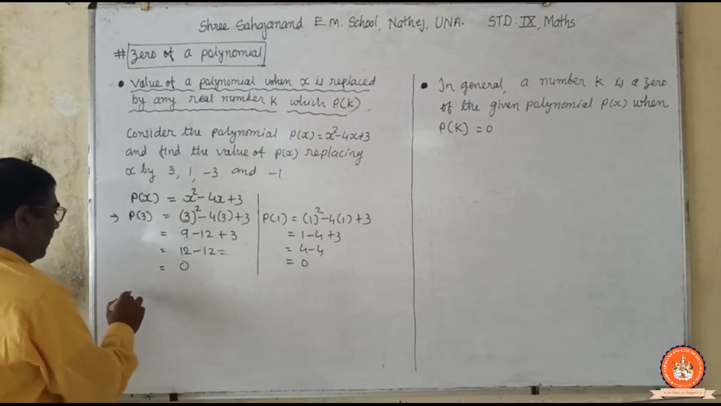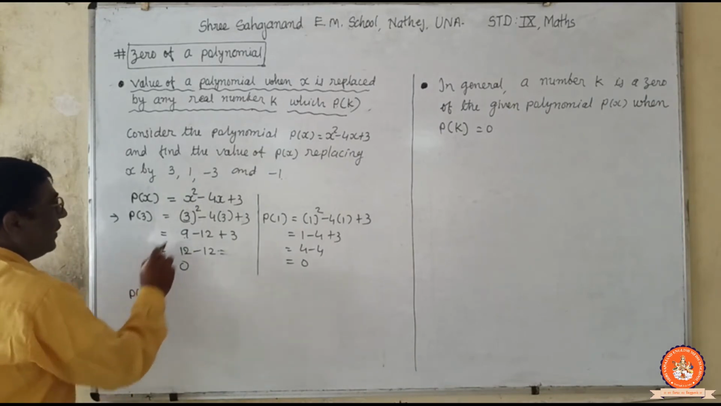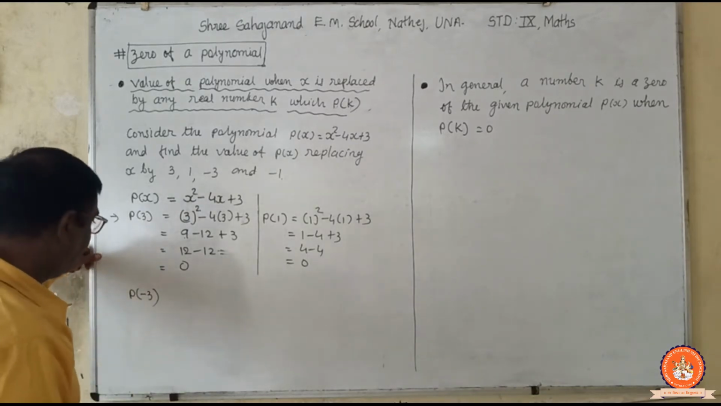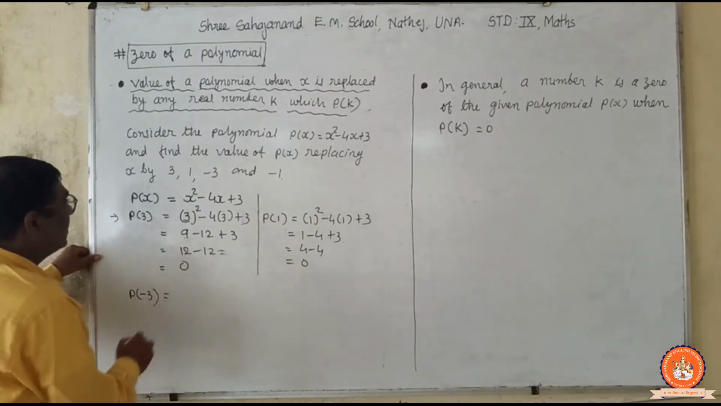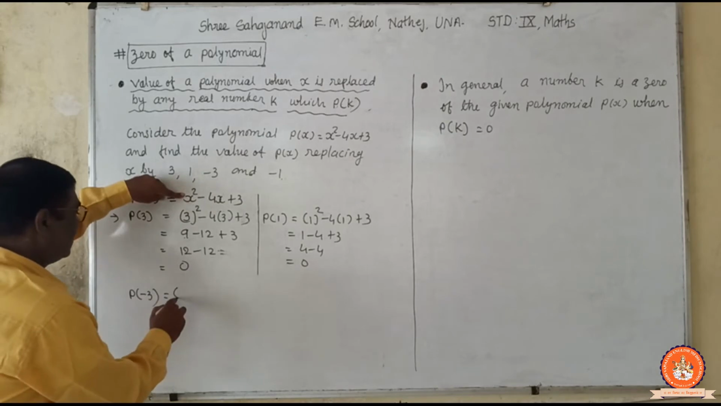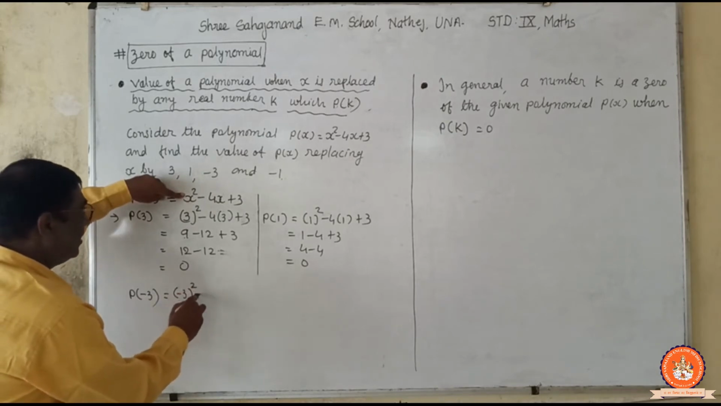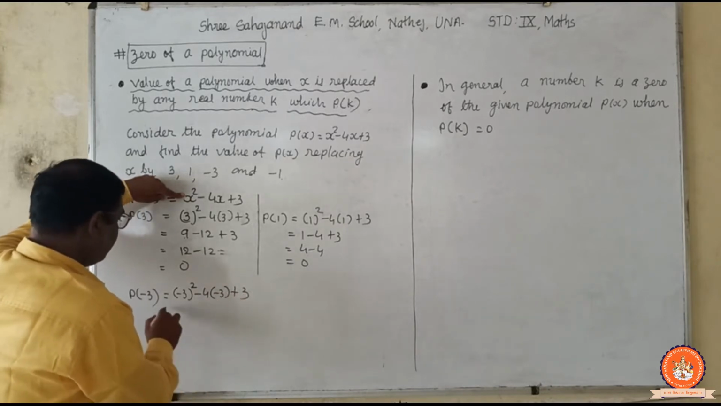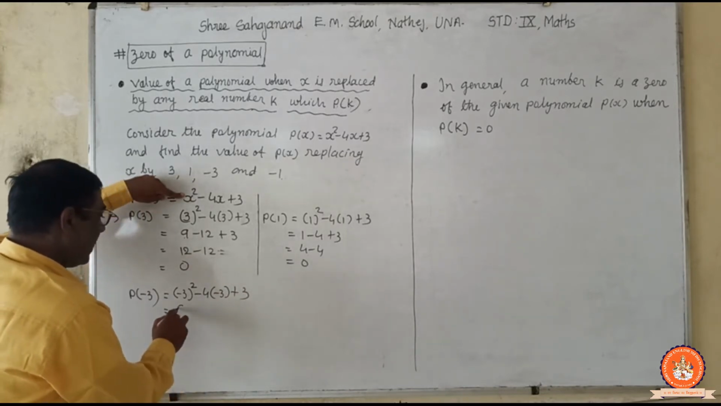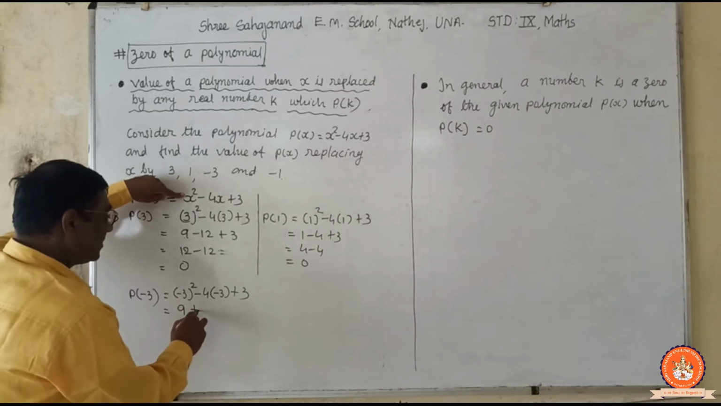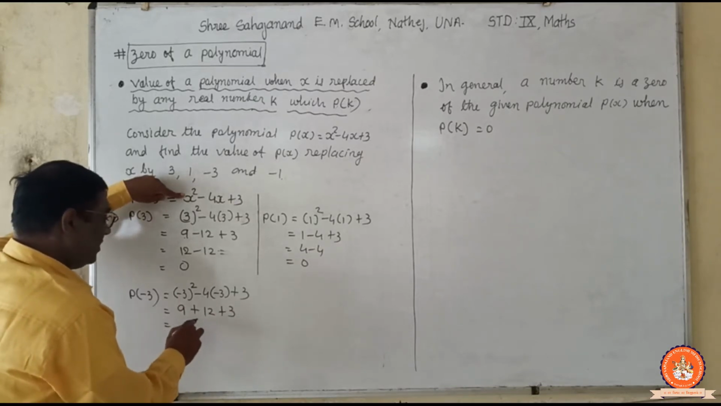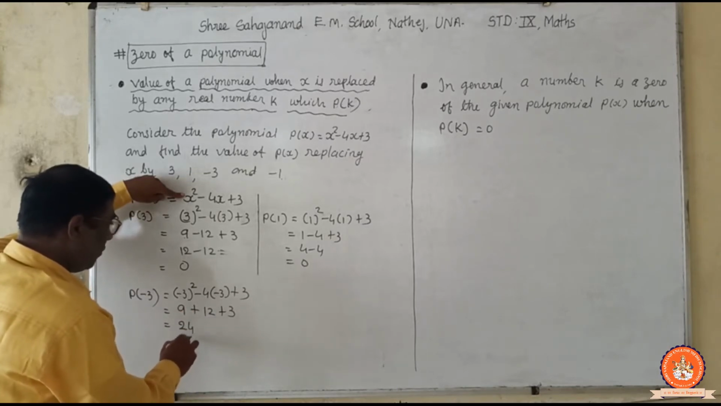Okay. Here we are going to substitute the value of x by minus 3. So x square means minus 3 square, minus 4 into minus 3, plus 3. Okay. So square of minus 3 is 9, minus minus is plus 12, plus 3. So 3 plus 9 is 12, plus 12 is equal to 24.